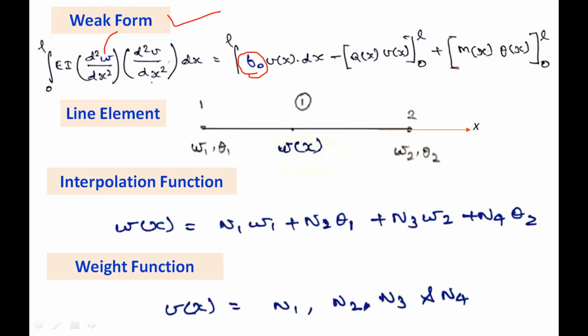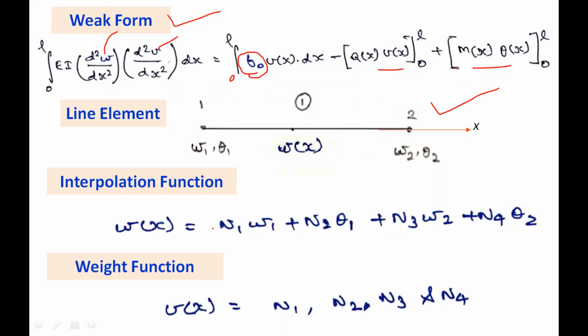EI d square w by dx square, d square v by dx square dx. V is the weight function. Then the right hand side we have integral 0 to L f naught v of x dx minus q of x v of x 0 to L. This is the shear force, and the m of x theta of x 0 to L is the bending moment. We are going to use the one dimensional line element to solve this problem.